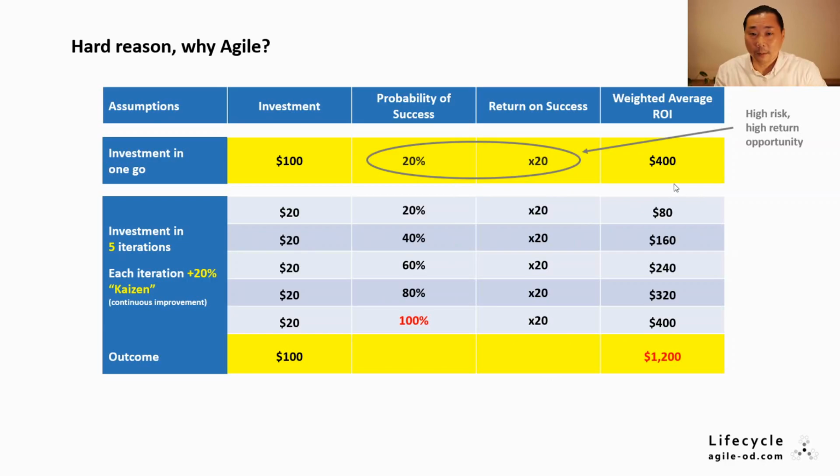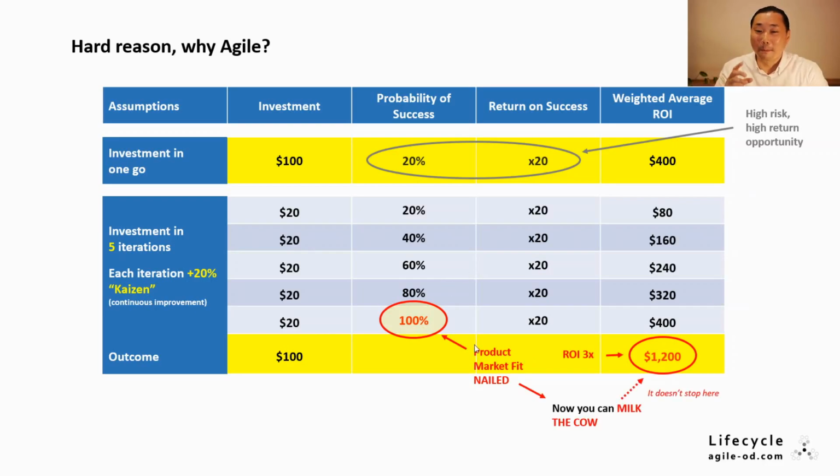So if we tally up the improving weighted average ROI from each iteration, we end up in this example with an ROI of $1,200. That's 3 times the ROI compared to investing in one go, waterfall-like. And the good news is it doesn't stop there, as by the time of the last iteration, on the assumption that we've nailed product market fit, we get to keep on milking the cow until the market shifts. So Agile de-risks and Agile makes money. Cool, right?